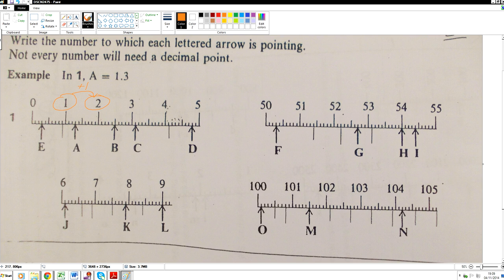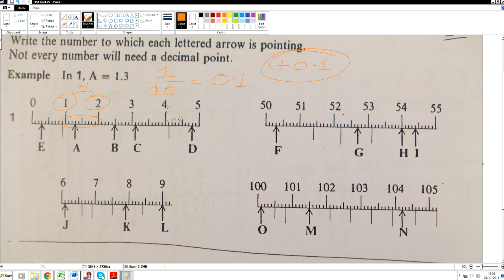So 0, 1, 2, 3, 4. Between 1 and 2 is one whole number, 1. That 1 has been divided into how many little segments? 10. So 1 has been divided by 10. 1 divided by 10 gives us an answer of 0.1. So we are counting in 0.1s. That's the scale. Each little line stands for 0.1.